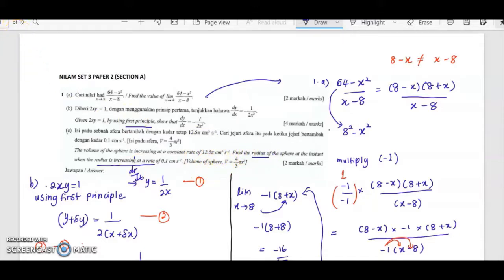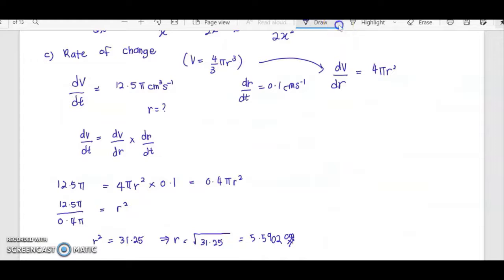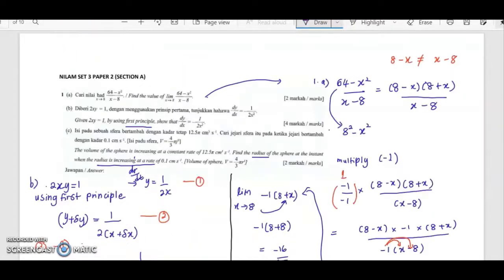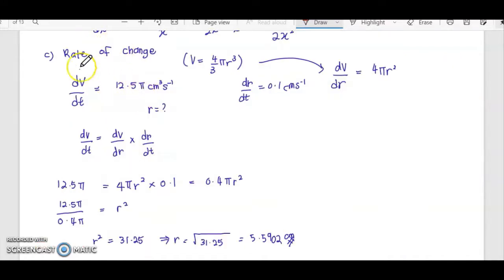So kita kena buat rate of change. Okay, kenapa ini topik rate? Sebab kita cerita pasal ada perkataan rate kan. Okay. So kat sini dia bagi sphere. So dv over dt lah sphere kan. Sphere rate dia macam ni. Okay. And then dr over dt. So sekarang ni kita boleh guna formula rate of change kat sini.